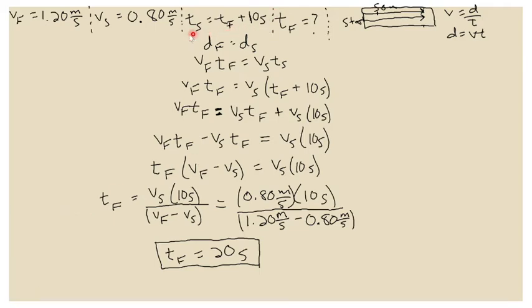I've written here that the time traveled by the son is equal to the time traveled by the father plus the additional 10 seconds. I hope that makes sense. A head start means you're adding on time, because they're traveling for 10 seconds while the father is just sitting there waiting to start. And then, of course, we're looking for the time traveled by the father.